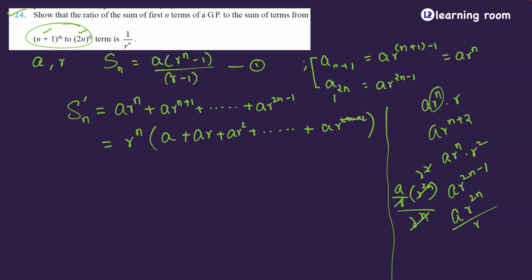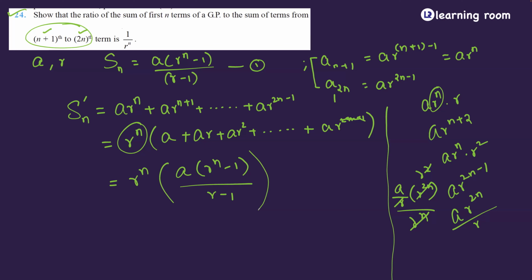I'll tell you why I'm saying it should come out as AR power n. Observe. Sum of the first n terms is A into R power n minus 1 divided by R minus 1. Sum of the terms from n plus 1 to 2nth term should be how much? It should be in such a way that I have this R power n in the denominator. Now what I need to do is divide these two. When I divide, I should have R power n into A into R power n minus 1 divided by R minus 1 in the denominator, so that this and this completely get cancelled, and I'll get 1 divided by R power n. So I'm just checking where the mistake has happened. AR power 2n minus 1 should come out as AR power n.